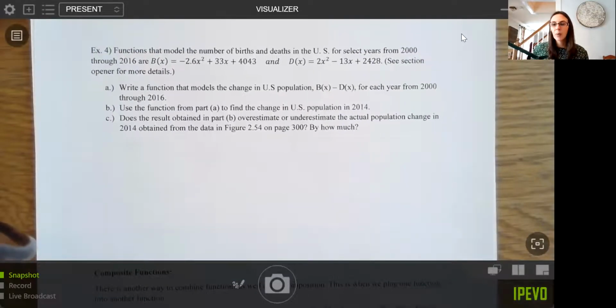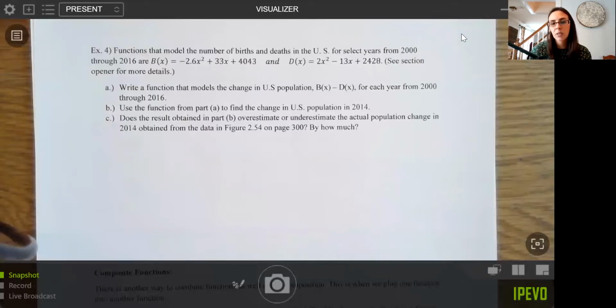Okay, I want to do one more example on combining functions, either using addition, subtraction, multiplication, or division. And I want to do an application example here. So it says that functions that model the number of births and deaths in the US for select years from 2000 through 2016 are b of x equals negative 2.6x squared plus 33x plus 43, and d of x equals 2x squared minus 13x plus 2428.